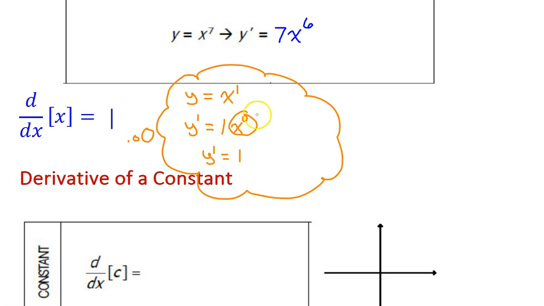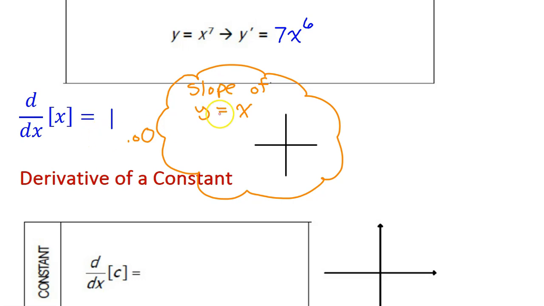So this part goes to 1, leaving us 1 times 1, which is 1. Here's the second connection I want to make. The derivative of a function means the slope of the curve at any point. x is the curve y equals x. So what is the slope of that curve? Picture the graph of y equals x, which is a diagonal line at like a 45-degree angle. We know that the slope, y prime, is 1.